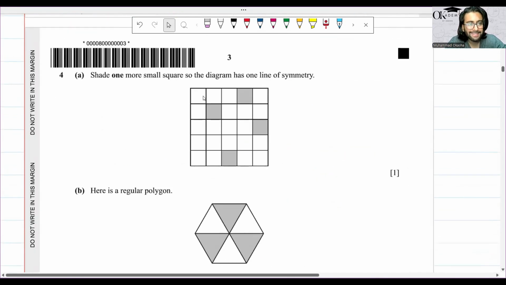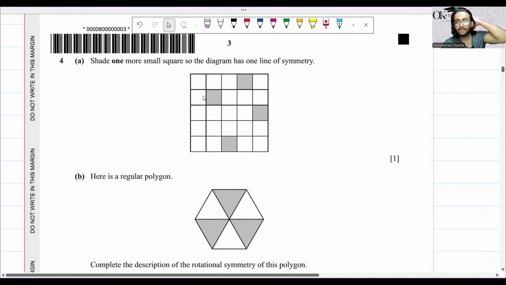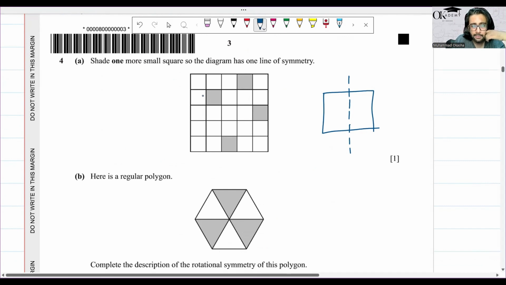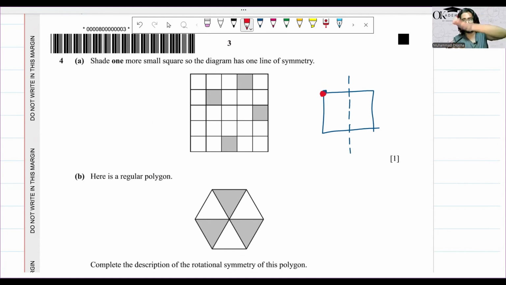Right, shade one small square. So the diagram has one line of symmetry. So what is one line of symmetry? You think about it as a handkerchief. If you ever owned a handkerchief or a tissue paper for that matter, if you make a crease from the middle and fold it, this side would exactly align with the other side, lying exactly on top of each other.